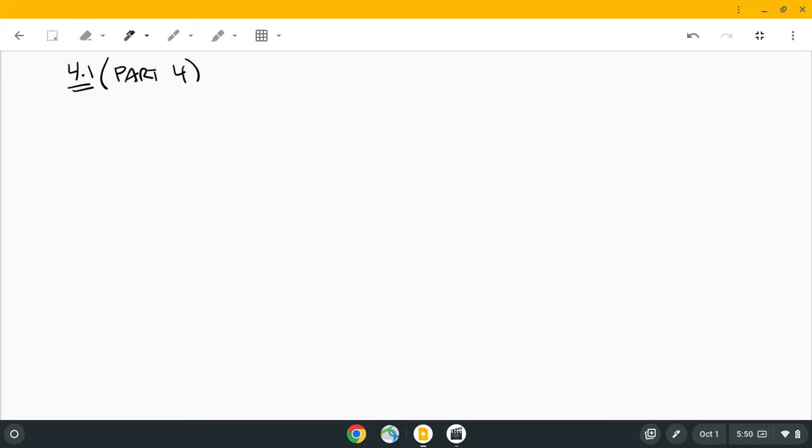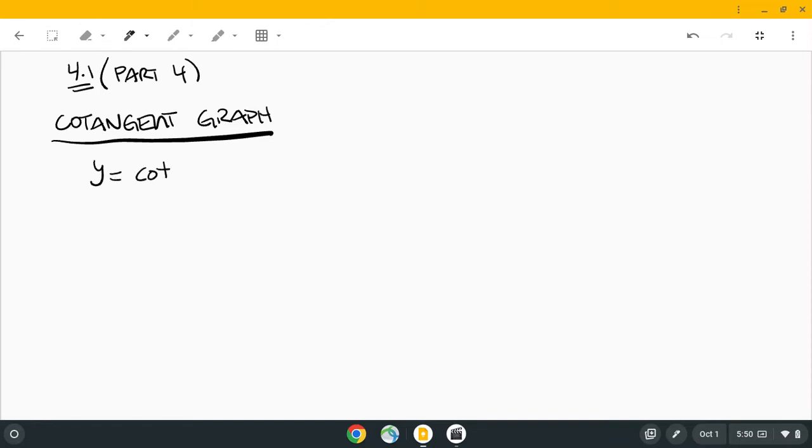Okay. So this is where we look at the other three trig functions and their graphs. We're going to take a look at cosecant, secant, and cotangent all together. Normally I would do cosecant and secant first, but I think I want to start with cotangent since we just left off with tangent. Okay, so the basic graph of cotangent: y equals cotangent x.